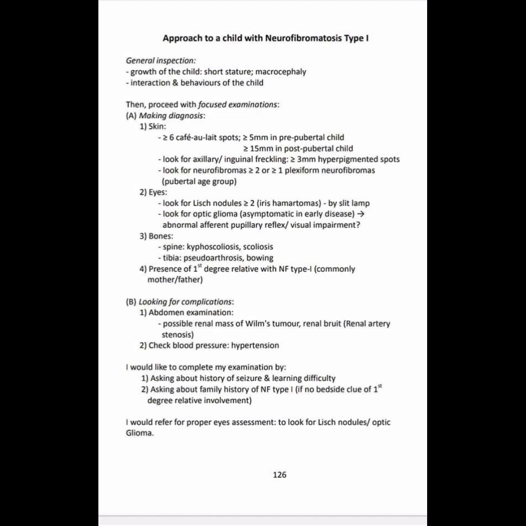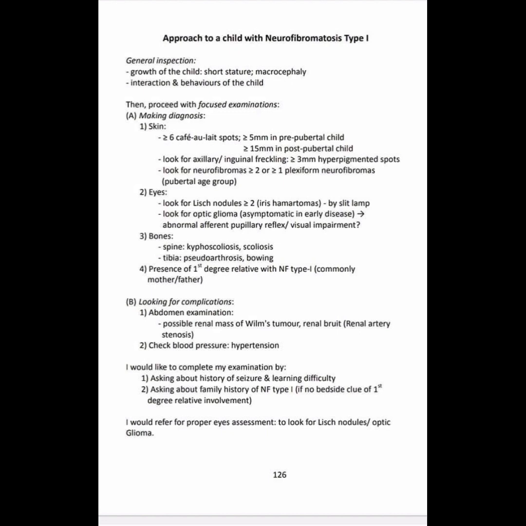Number B, then we look for any complications, present or not. 1, abdominal examination: possible renal mass, that is Wilms tumor, or renal bruit, renal artery stenosis can be present. Number 2, check blood pressure for hypertension.